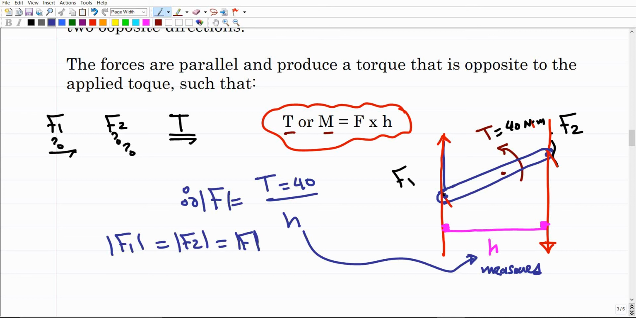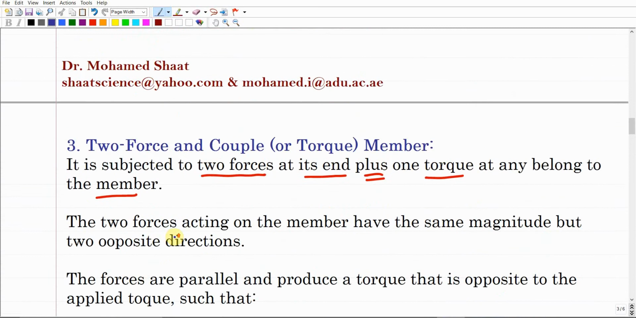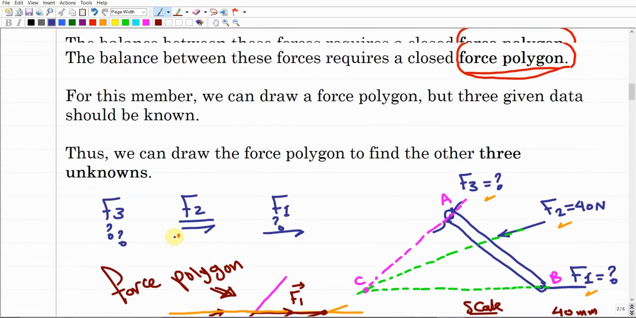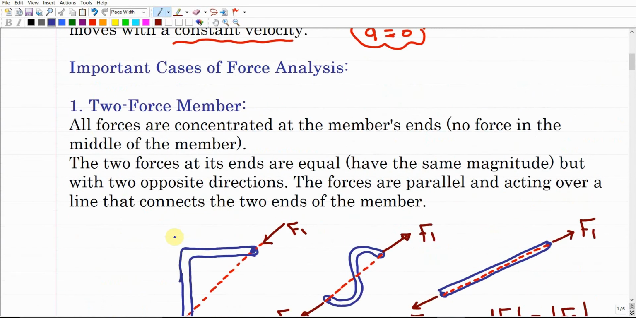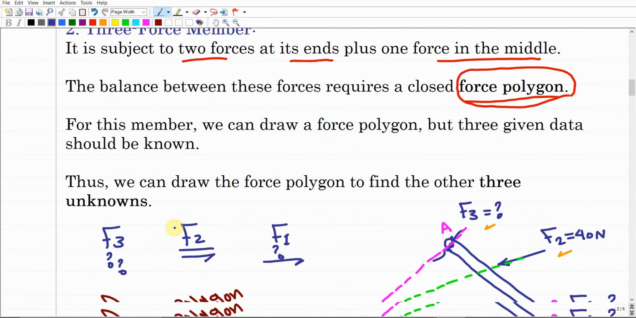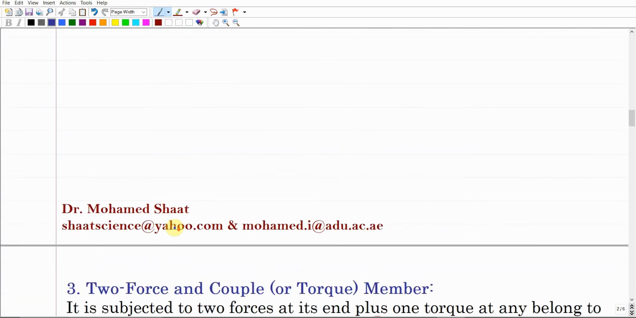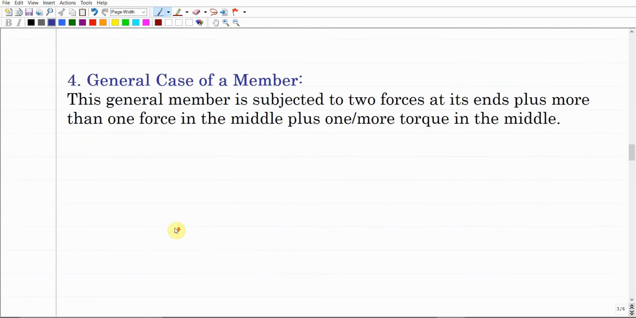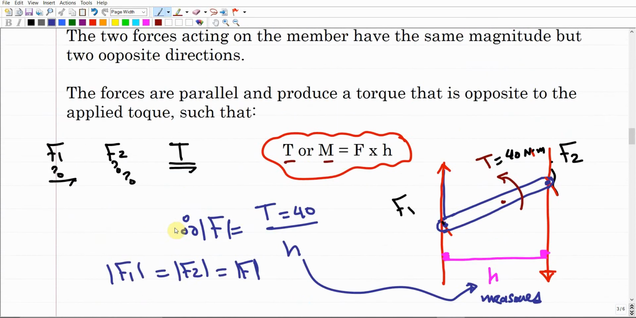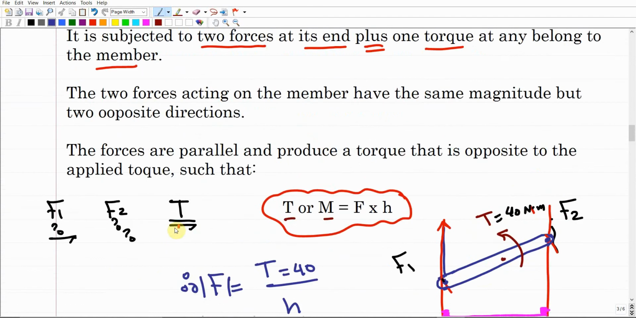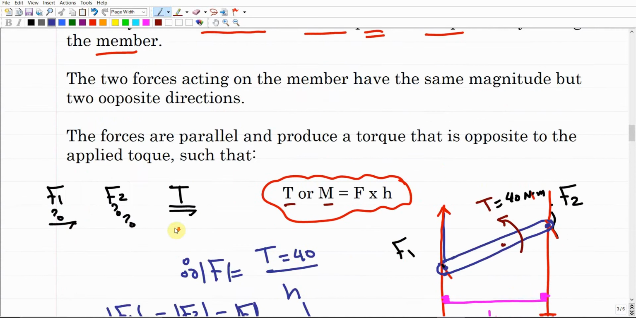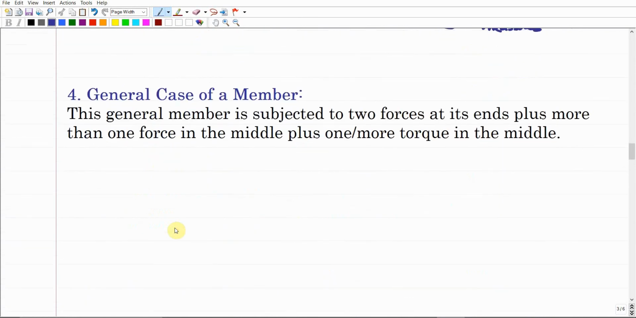As you can see, there is no force polygon. We can directly come up with these directions and the magnitude, with some simple drawings in addition to some simple calculations. Make sense? So these are the three cases that we're going to experience many times in the different mechanisms we'll consider. We considered the case of a member subjected to two forces, the two force member. Then we considered the three force member, and then the two force and couple member, right? Now let us move to the general case.